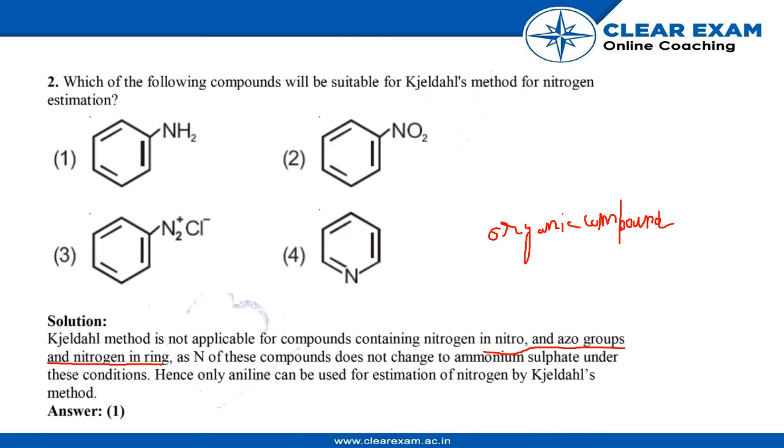So here it's not applicable, as the nitrogen of these components does not change to ammonium sulfate under these conditions, the condition which is satisfied by Kjeldahl's method. So hence only aniline can be used for estimation of nitrogen by Kjeldahl's method, and the correct option is 1. The correct option is 1. This aniline. Thank you. Hope you understood.